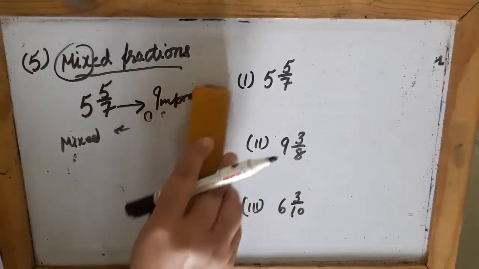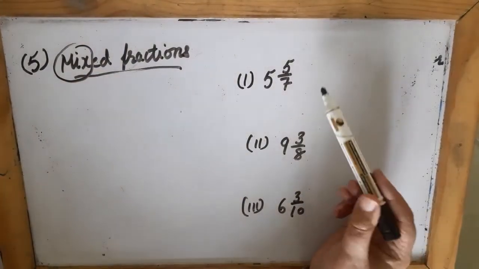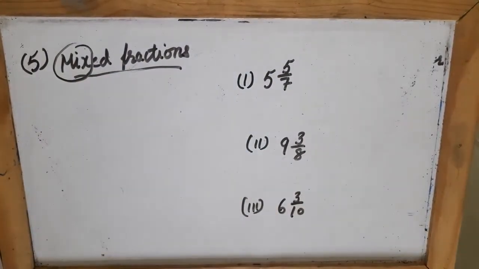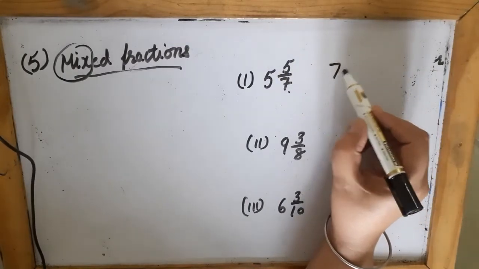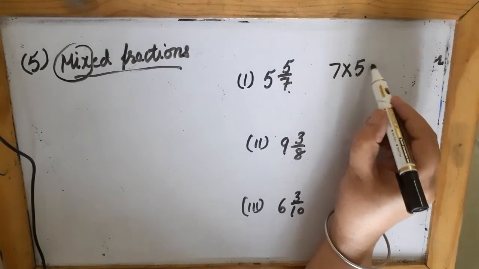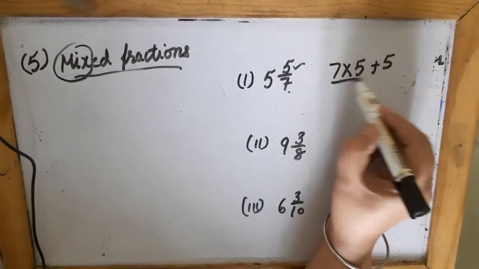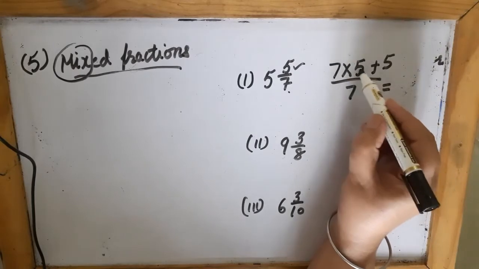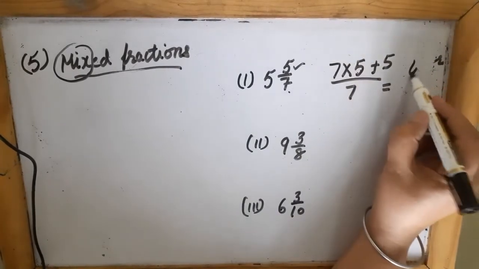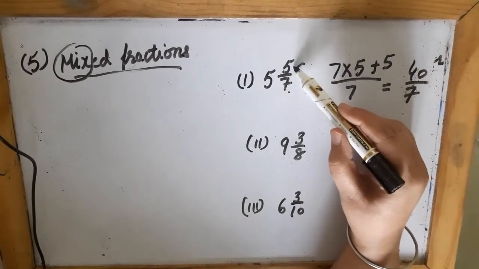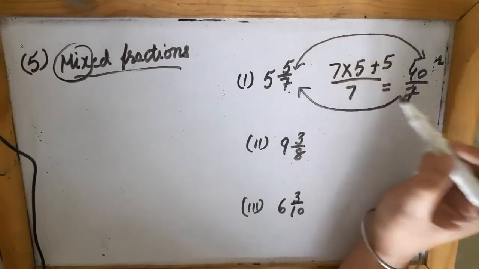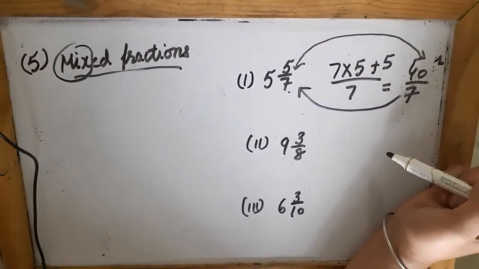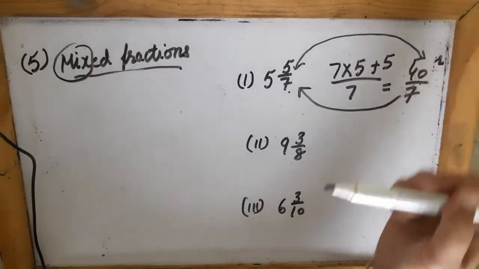How? Let us see. In the fifth question, they have given you some mixed fractions and they're asking you to convert them into improper fractions. So how to convert? First of all, this denominator and this whole number, I will multiply both of them, and to that I will add this numerator, and the denominator will remain the same. So 7 5s are 35 plus 5 is 40 upon 7. So 5 5/7 is 40/7, and 40/7 is 5 5/7. A mixed fraction can be converted into improper, and improper can be converted into mixed.